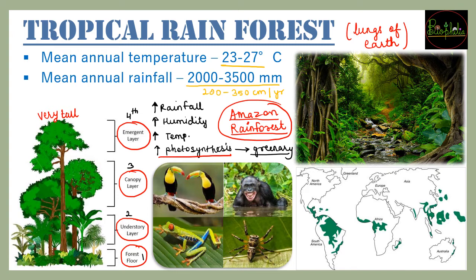Here on the world map you can also see where these tropical rainforests are going to be seen. You can see this tropical rainforest in the Ghats of India. In all those Ghats of India you can find these tropical rainforests because they are near the sea.